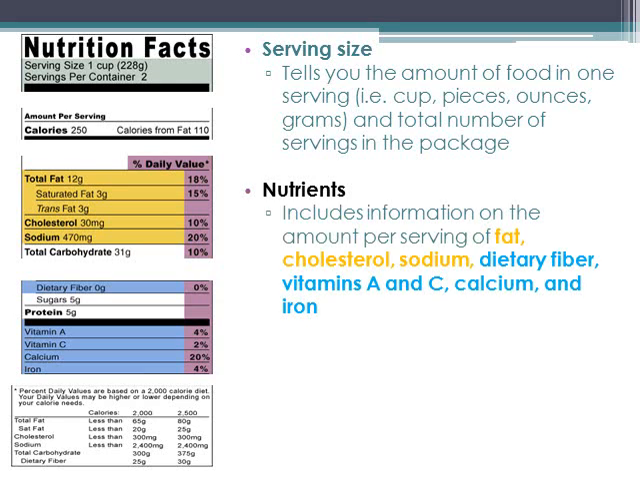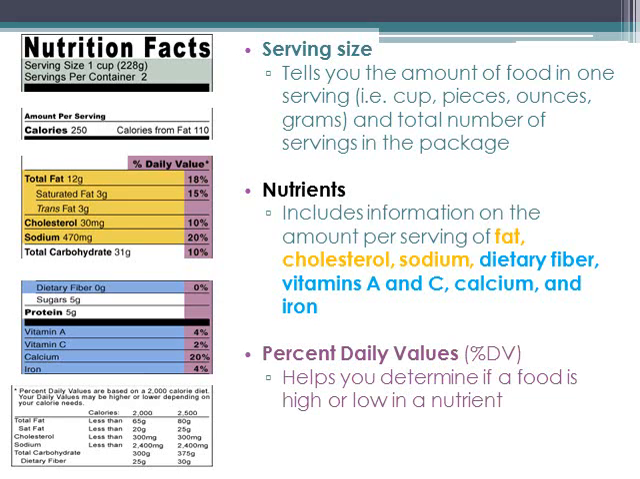Next, we look at all of our nutrients. So this includes information on the amount per serving of fat, cholesterol, and sodium. So these are highlighted in yellow because these are those components that we want to reduce in our diet. So think back to the previous segment. So we want to reduce or limit the amount of total fat, cholesterol, and sodium in our diet. However, we want to increase things like dietary fiber, vitamins A, C, calcium, and iron.